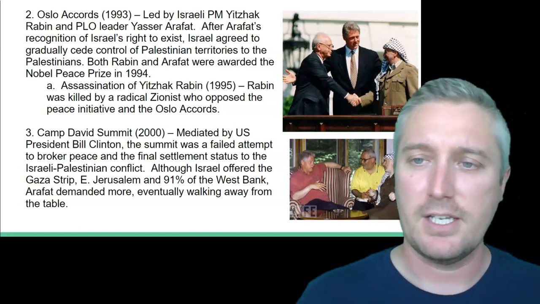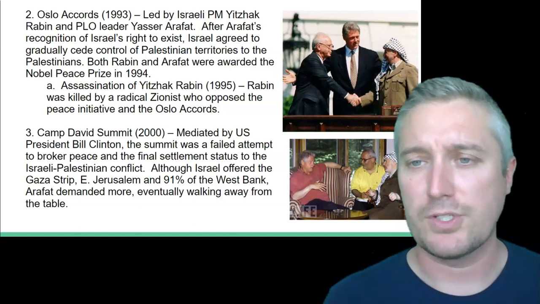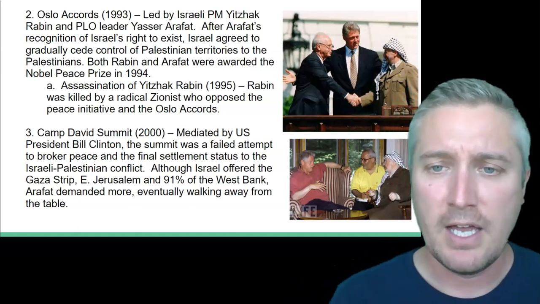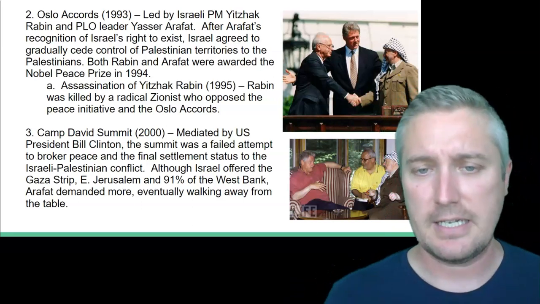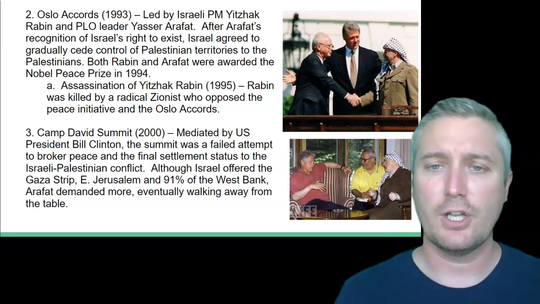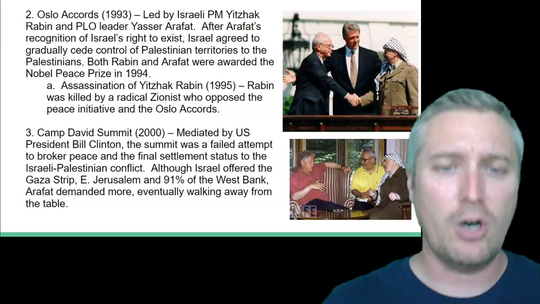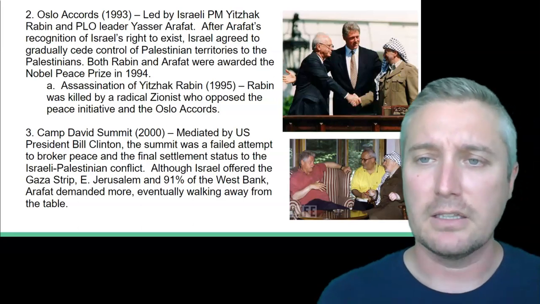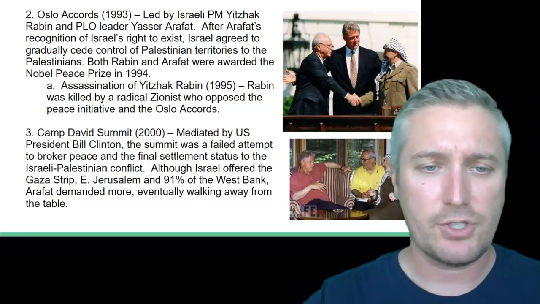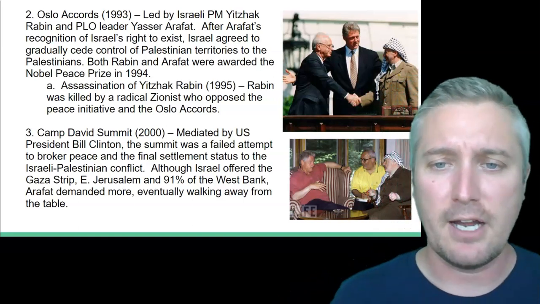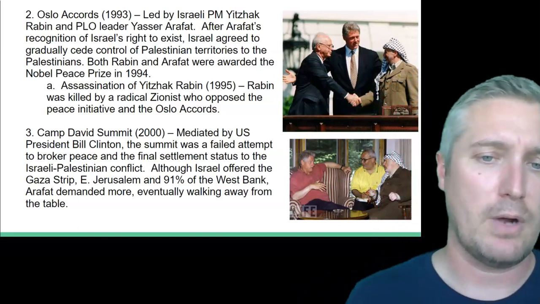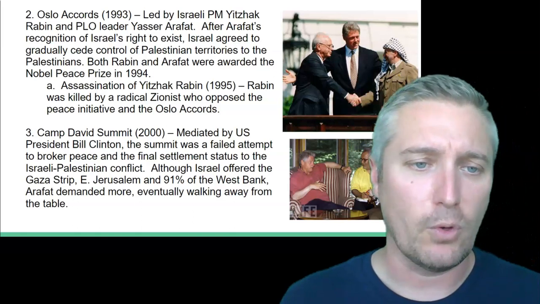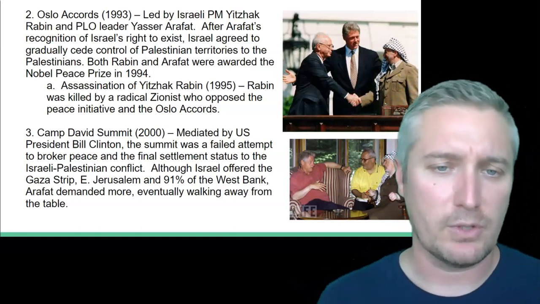In this case, it was the Israeli leader who was assassinated in 1995 by a radical Zionist, someone who did not want to negotiate with the Palestinians at all. He was an Israeli who felt that the land was given to them by God, that the Palestinians had no reason to be there, and killed Yitzhak Rabin in Tel Aviv for negotiating with the Palestinians.